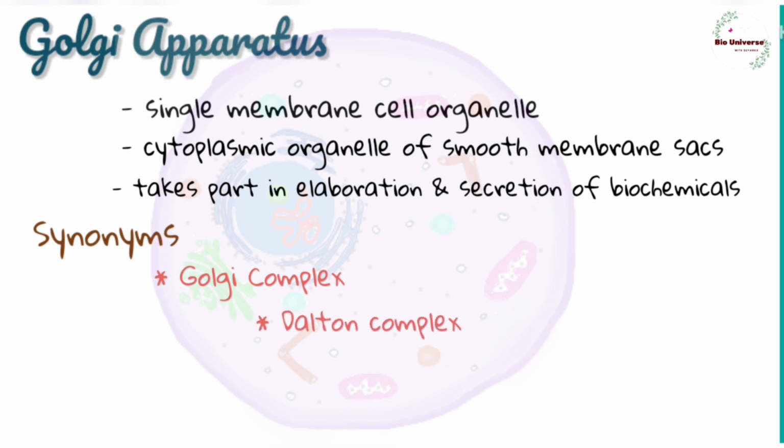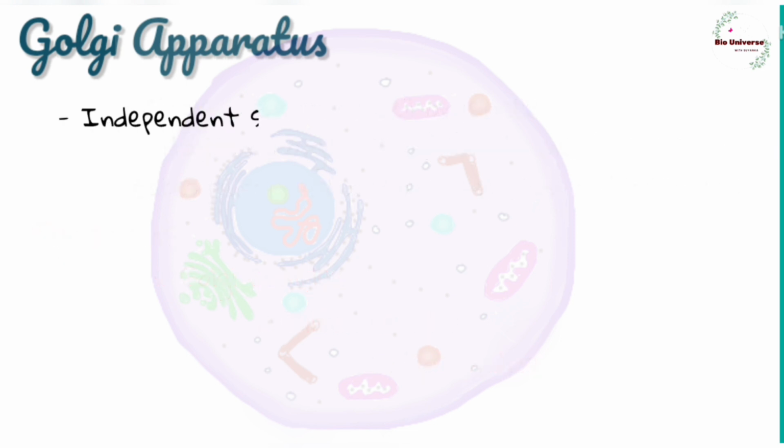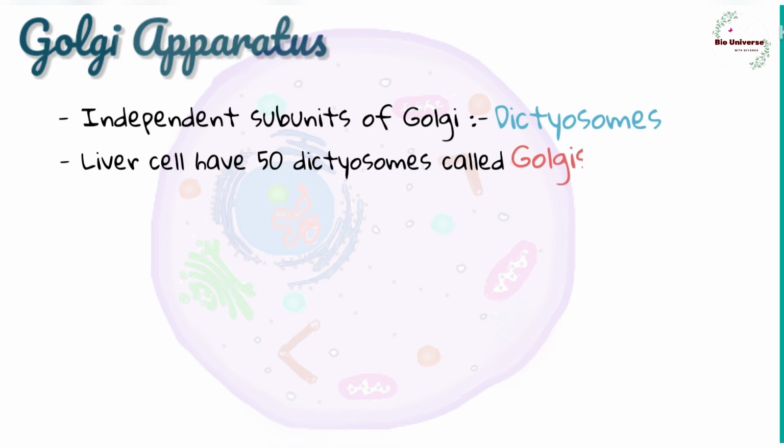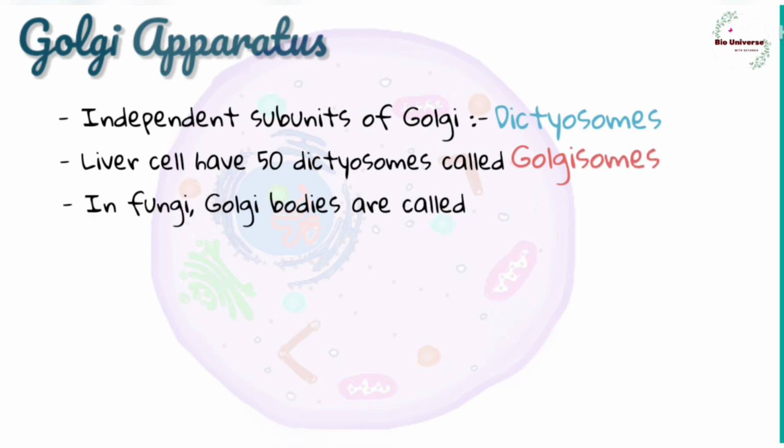Dalton complex is the ultrastructure of Golgi apparatus as given by Dalton. Lipochondria, due to temporary storage of lipid vacuole. The independent subunits of Golgi bodies are called dictyosomes, especially in plants. A liver cell may have 50 dictyosomes called Golgisomes. In fungi, Golgi bodies are called ancestral dictyosomes.